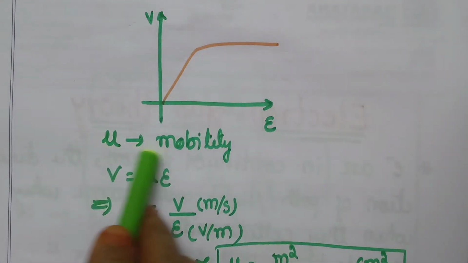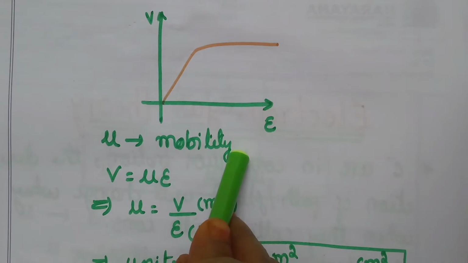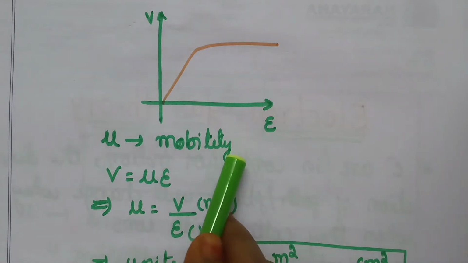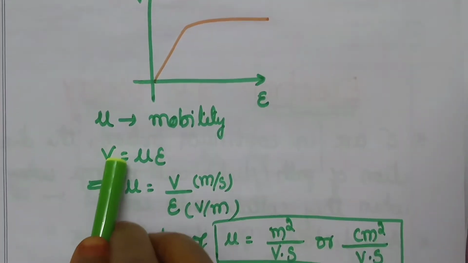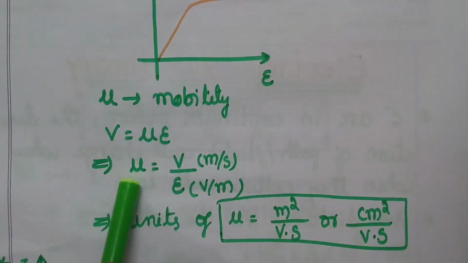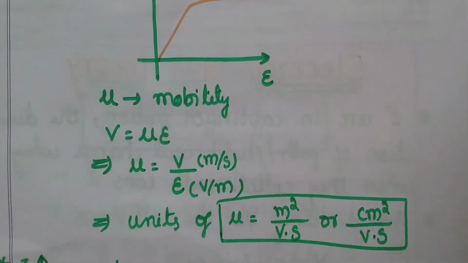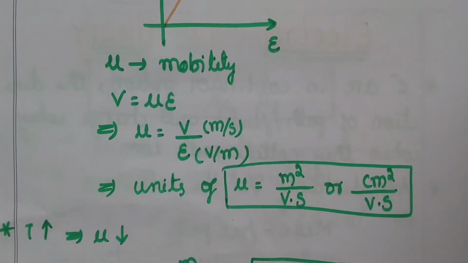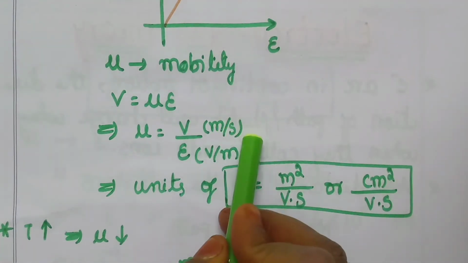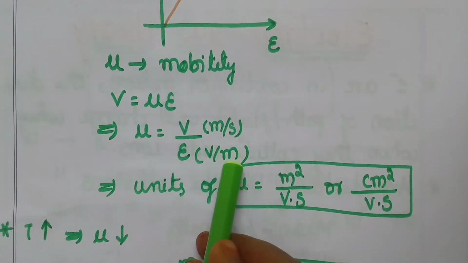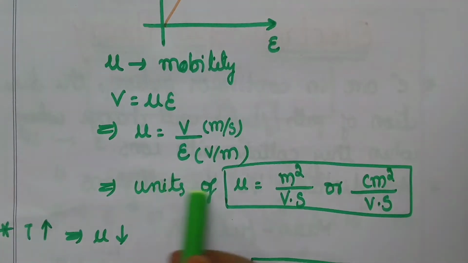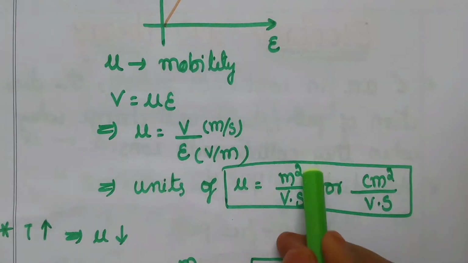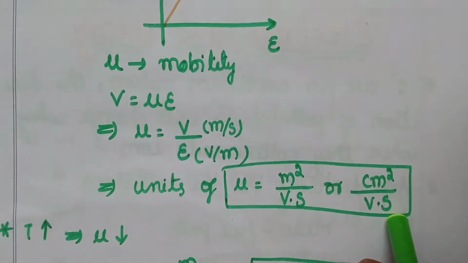This mu, the mobility, is an important parameter in this concept. From the equation V is equal to mu epsilon, we can write mu is equal to V by epsilon, where the units for V are meters per second and epsilon units are volts per meter. Hence we can say the units of mu are meter square per volt second or centimeter square per volt second.